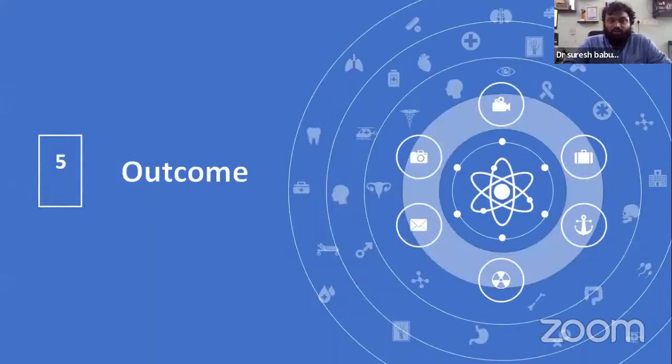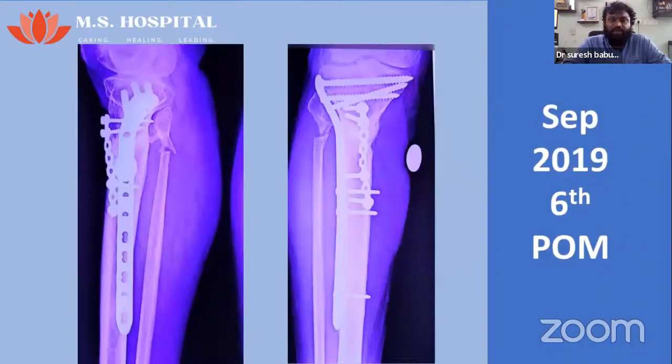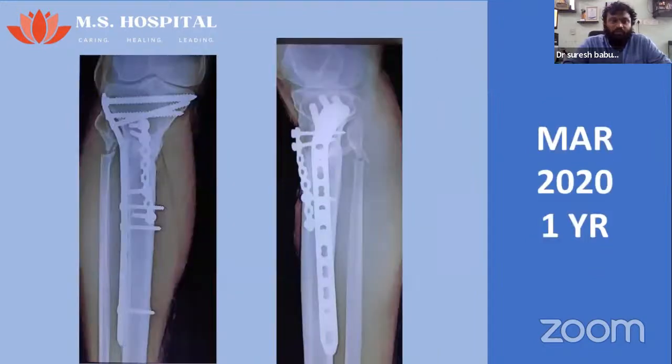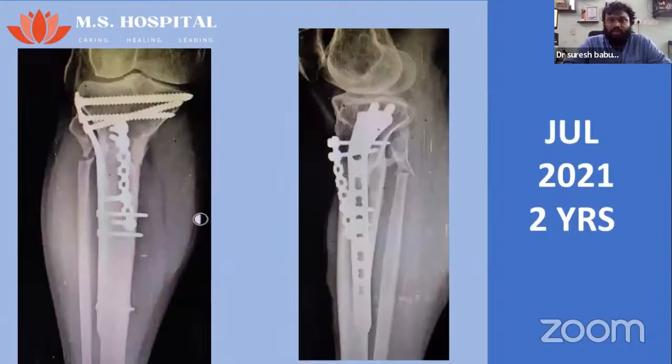Now coming to the outcome, this was 6 months post-operatively. We can see the graft has been taken up and is consolidating pretty well. At the first year follow-up, we can see there is adequate consolidation in place. And this is the 2 years follow-up post-op x-ray. This is bone thoroughly consolidated and a well taken up bone graft.